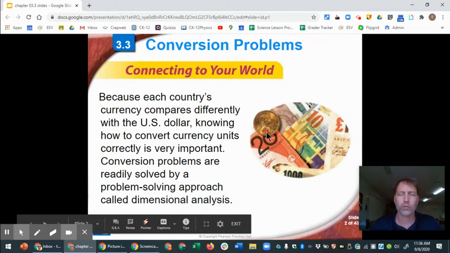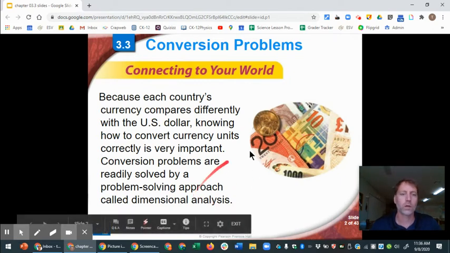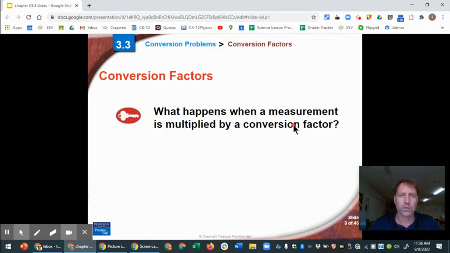Just like if you travel to a different country, I know these days you don't travel much, but if you travel to a different country, you need to convert from one type of money to the other type of money. And we're going to do things called dimensional analysis.